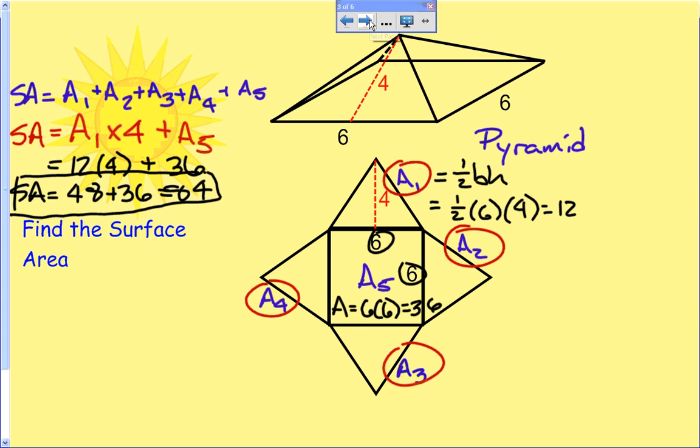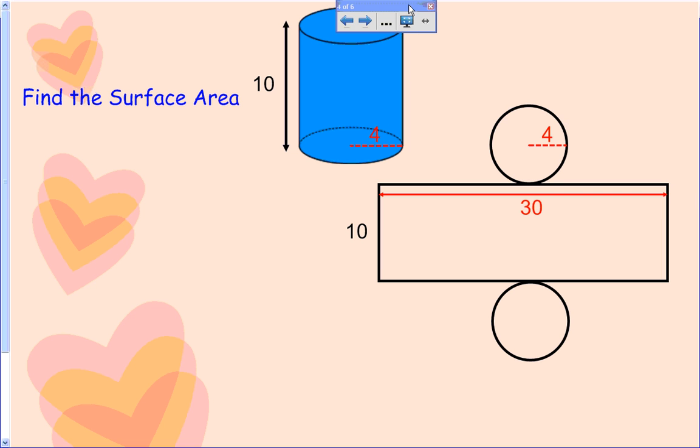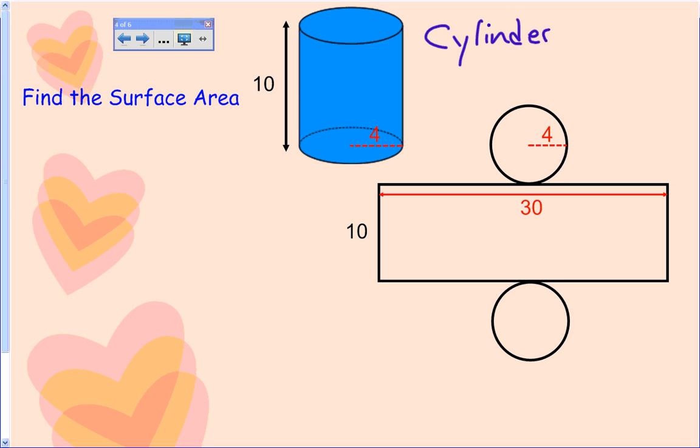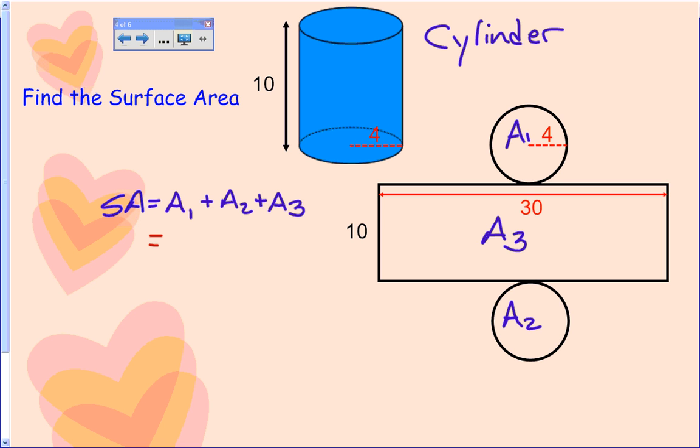So that's the pyramid. So let's move to our next shape. Our next shape is the cylinder. So this is made up of this area, and this area. So there are 3 areas. So again, if I write this out the long way, the surface area would be area 1 plus area 2 plus area 3. But we notice that area 1 and area 2 are the same. So I can simplify this to be area 1 times 2, because there's 2 of them, plus area 3.